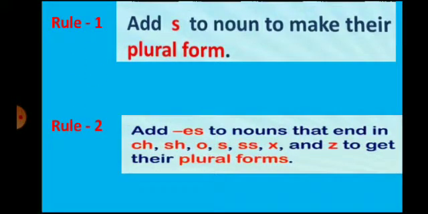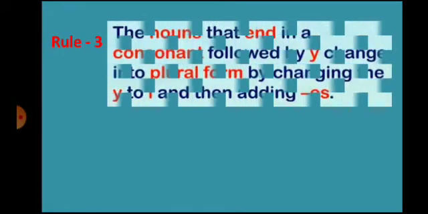Now what is rule number 2? Rule number 2 says that add es to the nouns that end in ch, sh, o, s, double s, x and z to get their plural form. So if there is ch, sh, o, s, double s, x and z at the end, we have to add es to make the plural. Now we will see rule number 3.